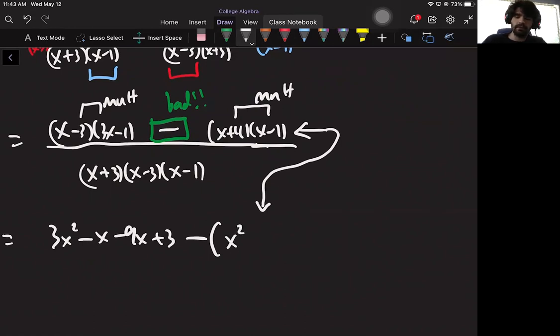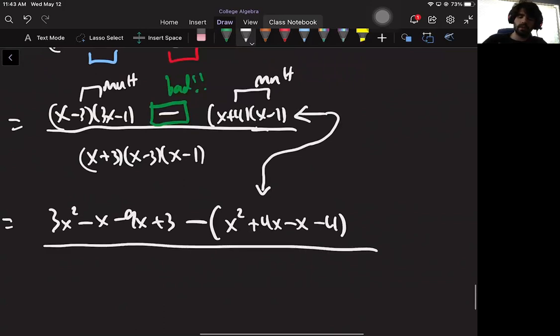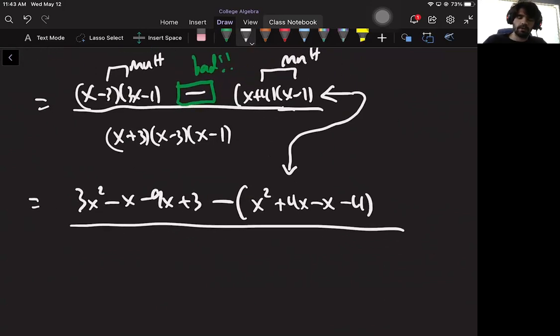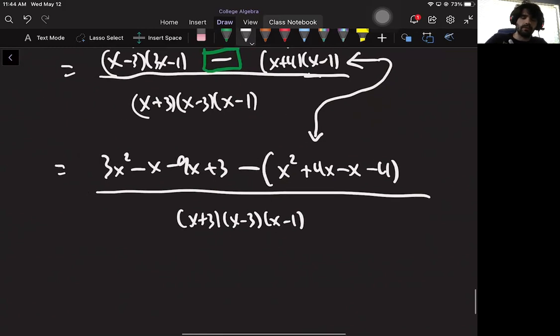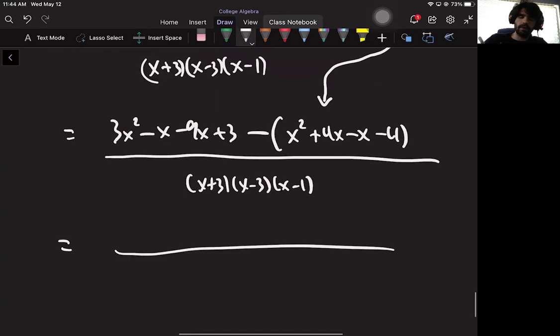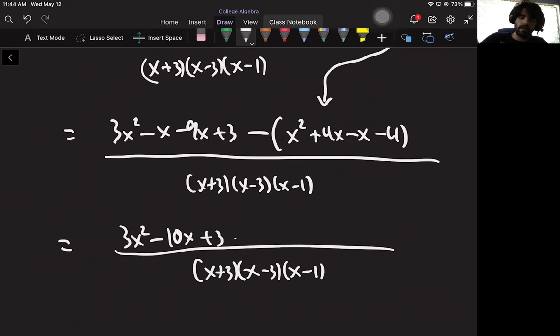So x times x is x squared, 4x minus x, and minus 4. So that's the key difference, is this subtraction is on the outside of everything that you have there on the top. And now we can simplify. We'll do it a couple steps at a time. So the bottom is really not changing at all. Up top, I have 3x squared. This becomes minus 10x plus 3 minus x squared plus 3x and minus 4.